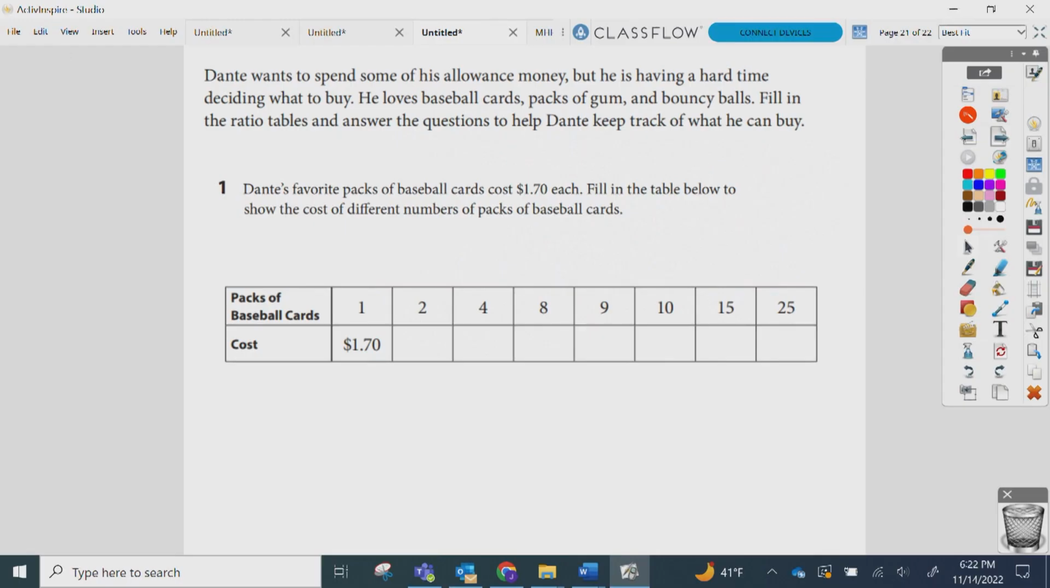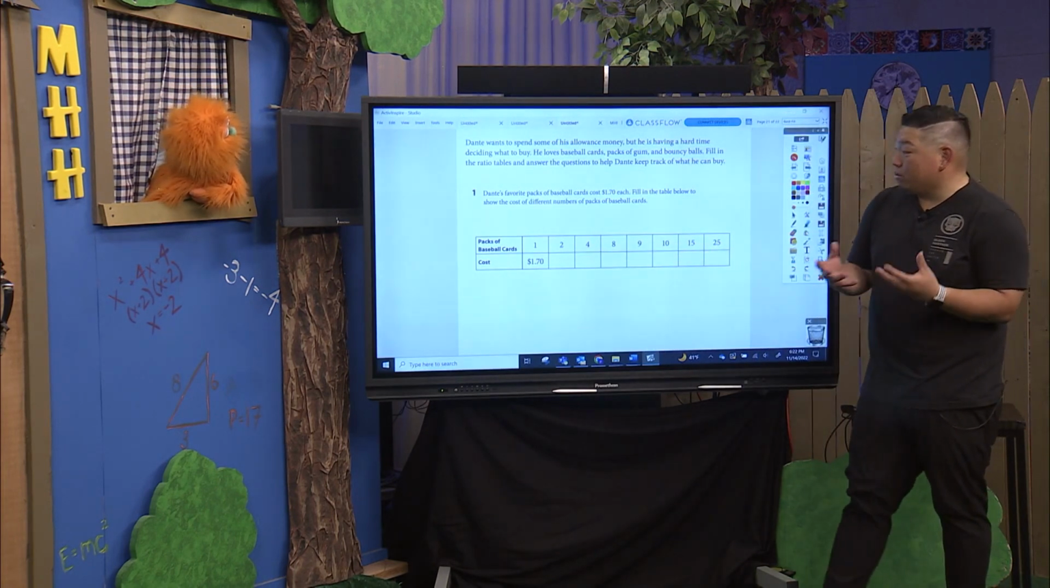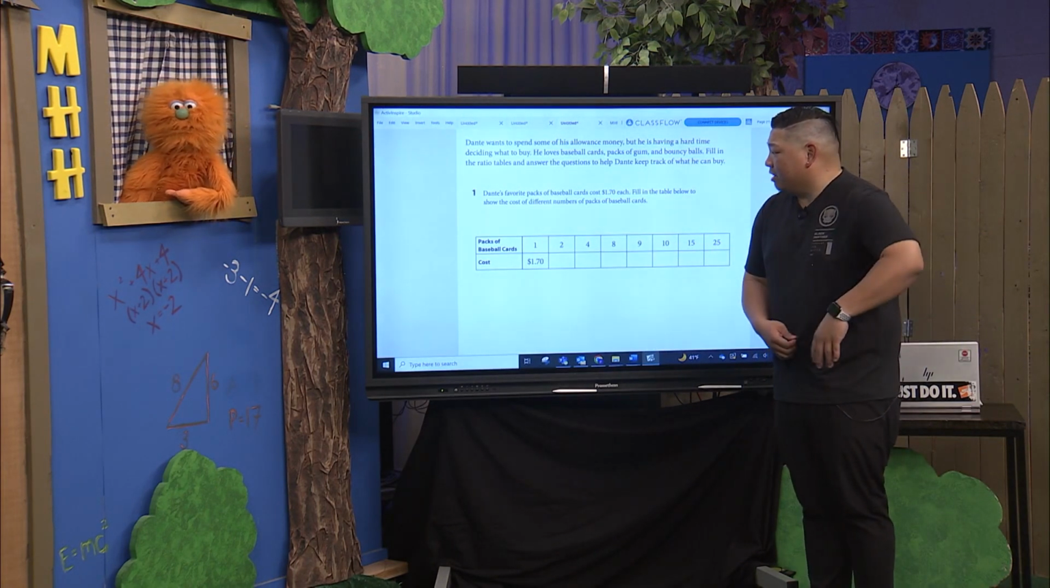So Dante wants to spend some of his allowance money, but he's having a hard time deciding what to buy. He loves baseball cards, packs of gum, bouncy balls. Our job is to fill in the ratio tables and answer the questions to help Dante keep track of what he can buy. So we have a ratio table here, which is the model in which we use our math to show our different strategies.